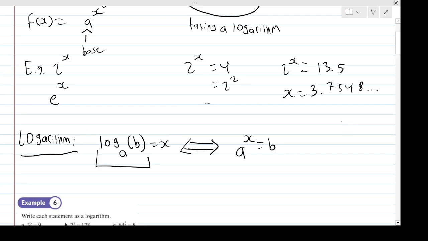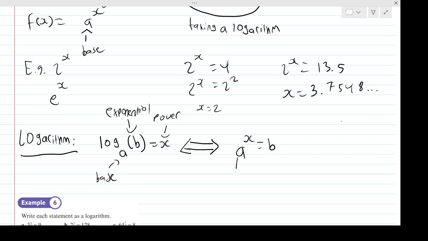So the a here is the base. That's my base. B is the whole exponential, it's what that exponential equals. And so x is my power. So I'm going to write that here: power, base, and b, I'll call it the exponential, the whole exponential, a to the x, which is equal to b.